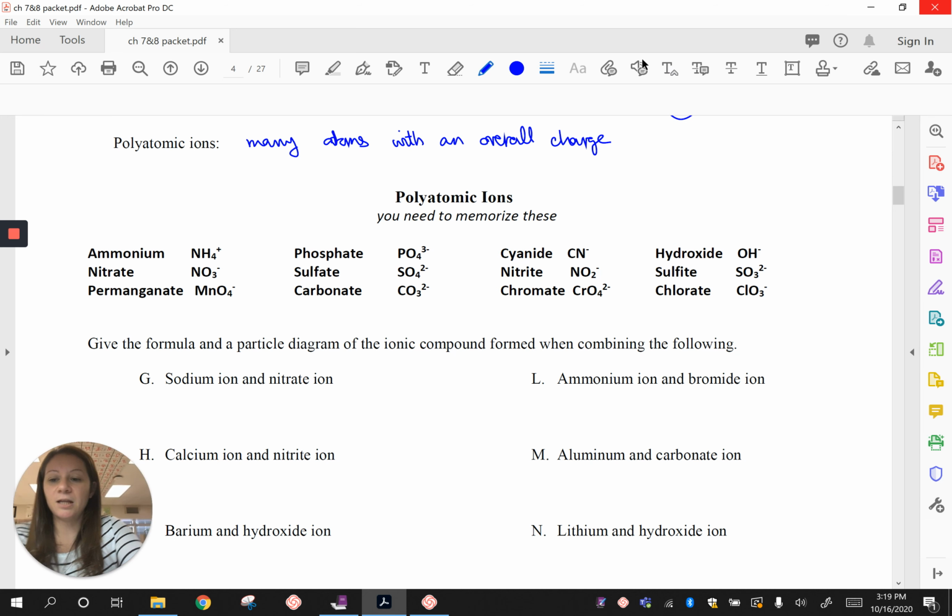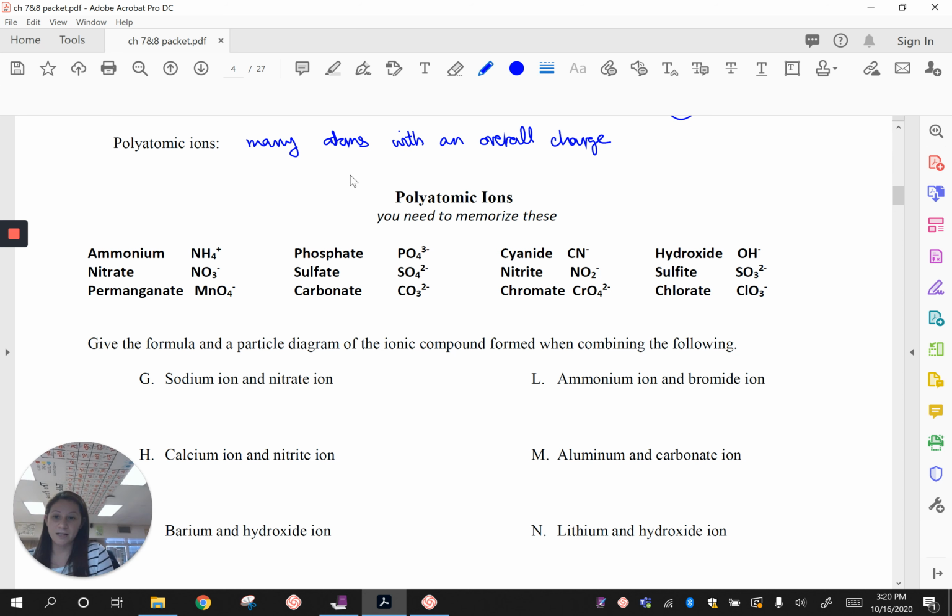There are many, many polyatomic ions, like hundreds of them. These 12 are the most common ones that we're going to be using this year, and I would like you to memorize them, and we're going to have a quiz over those. For the quiz, I will either give you the name and you give me the formula, or I'll give you the formula and you give me the name. For the name, spelling counts. For the formula, the capitalization counts, and the superscripts and the subscripts count as well.